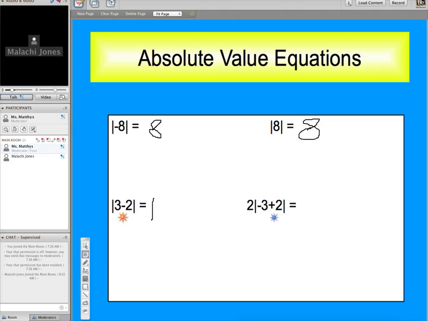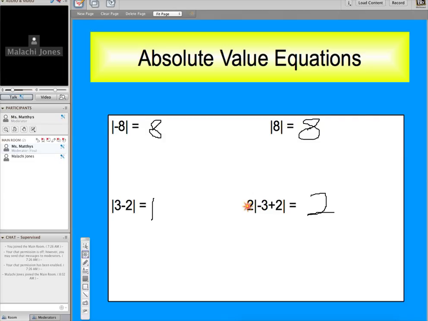Awesome. Let's come to the next one. The absolute value of 2 times the absolute value of -3 plus 2. What is -3 plus 2? -3 plus 2 is -1. And what's the absolute value of -1? 1. And what is 1 times 2? 2. There you go. Awesome.